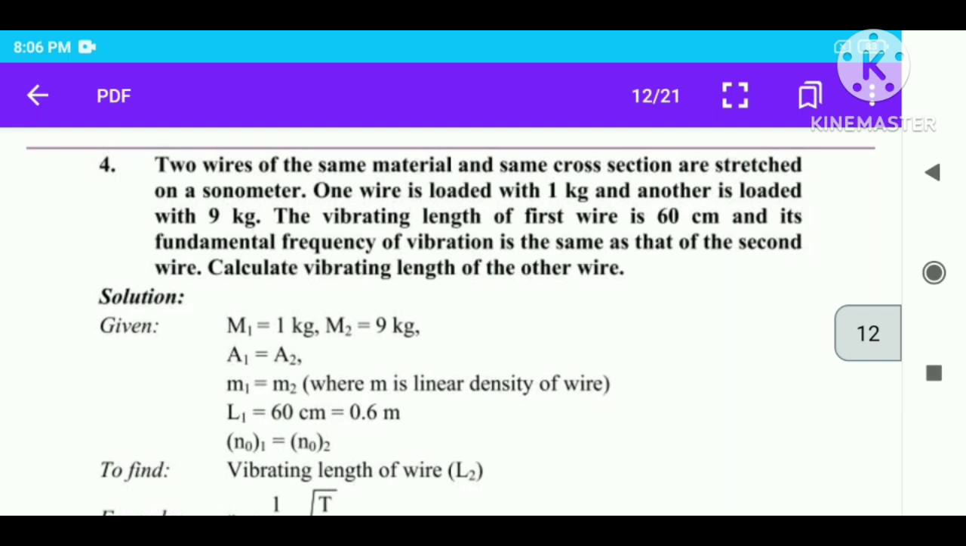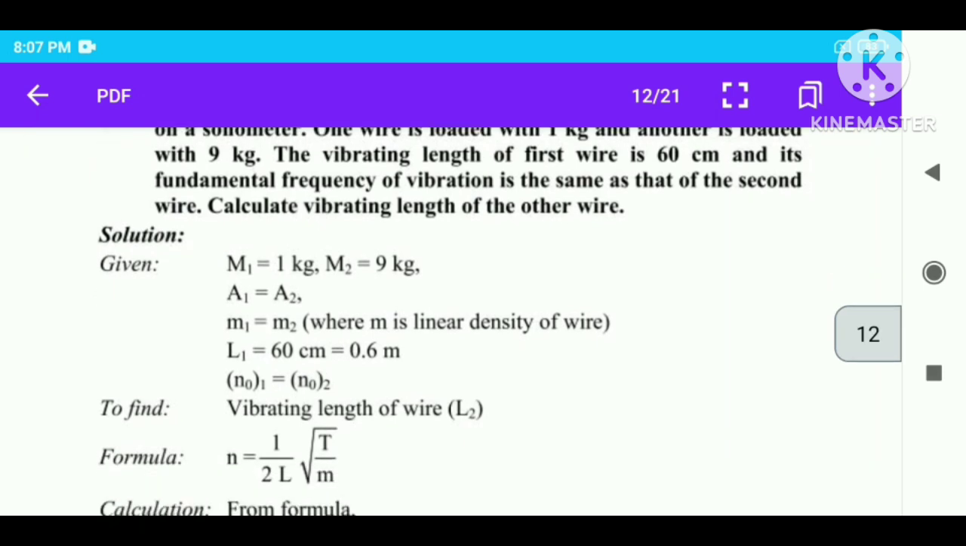Question number 4. Two wires of the same material and same cross section are stretched on a sonometer. One wire is loaded with 1 kg and another is loaded with 9 kg. The vibrating length of the first wire is 16 cm and its fundamental frequency of vibration is the same as that of the second wire. Calculate the vibrating length of the other wire.